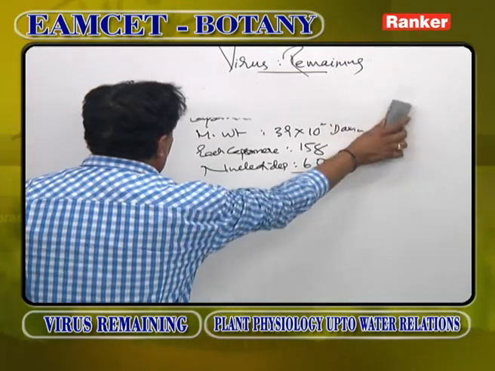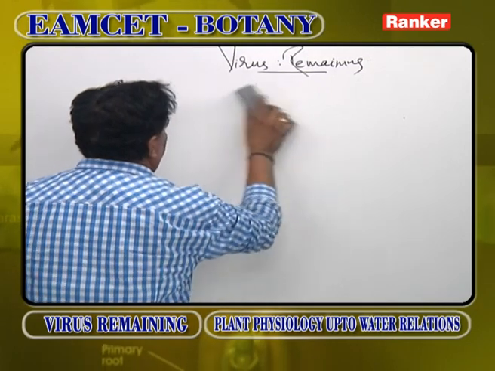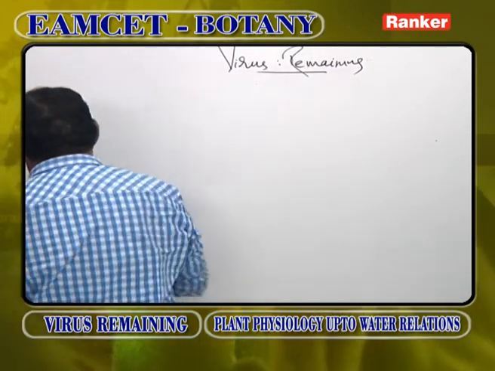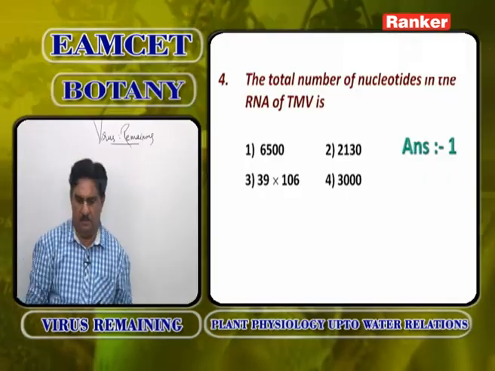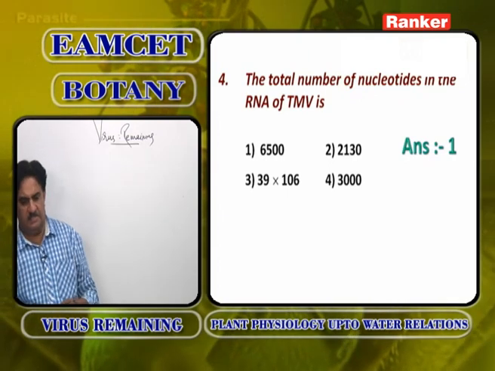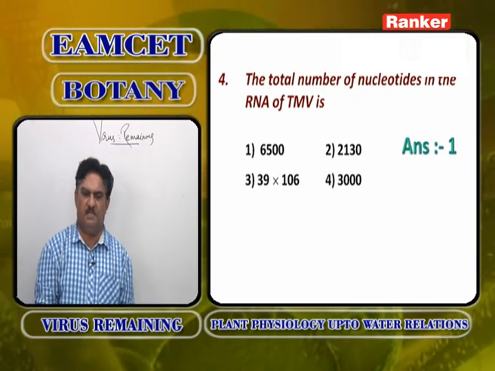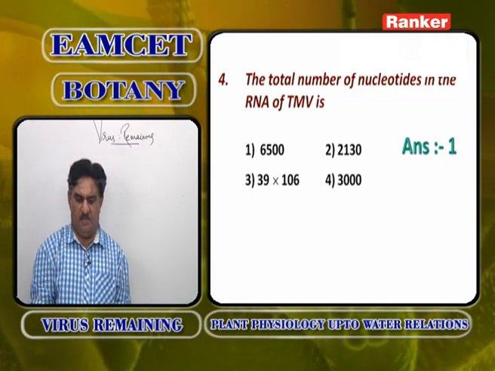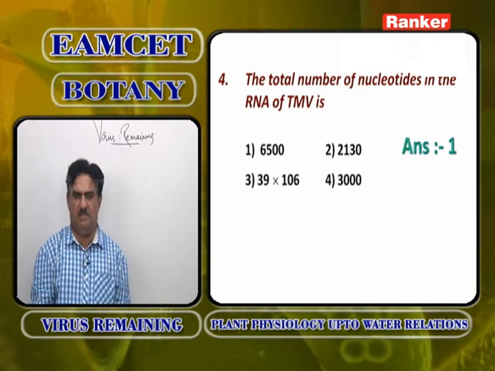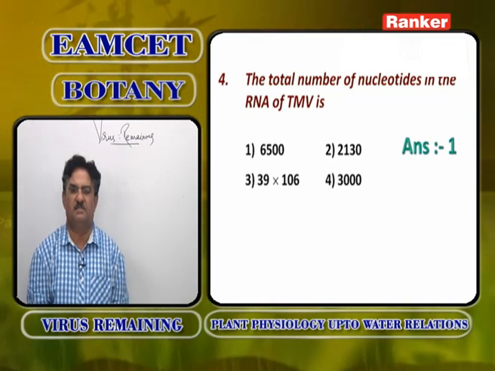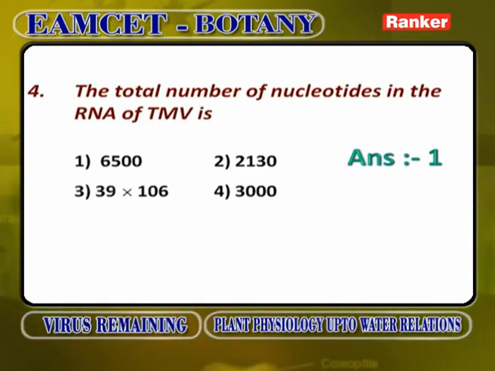Each capsomere contains 158 amino acids, and above all, the number of nucleotides in the RNA of TMV is not 6000, not 2130, that is the capsomere number. 39 × 10 power 6 Daltons is molecular weight, 3000 is not there. So, the answer is 6500. The total number of nucleotides in the RNA of tobacco mosaic virus is 6500 nucleotides. This is the first option.